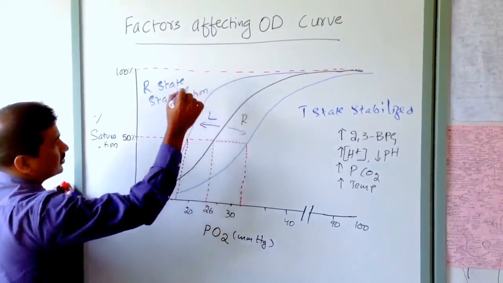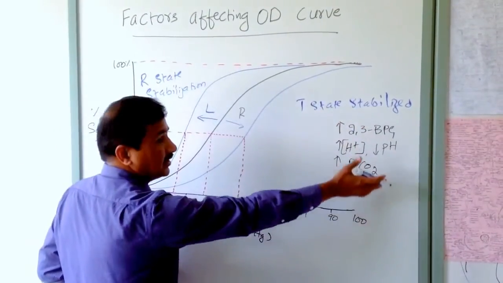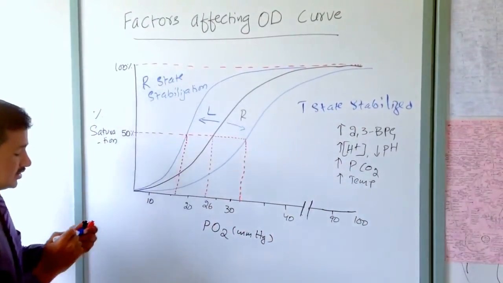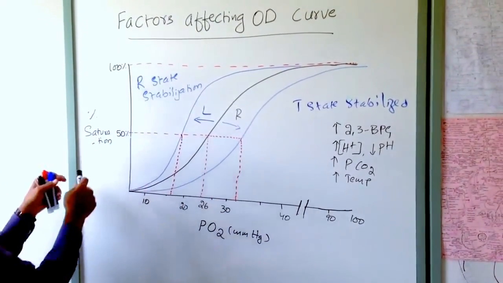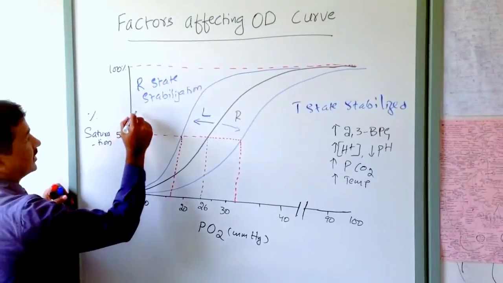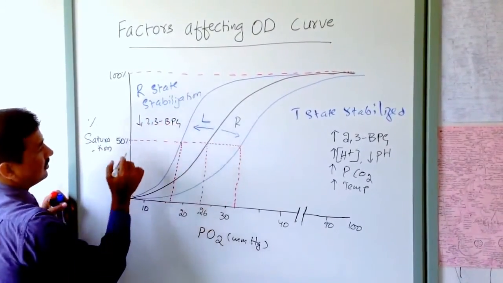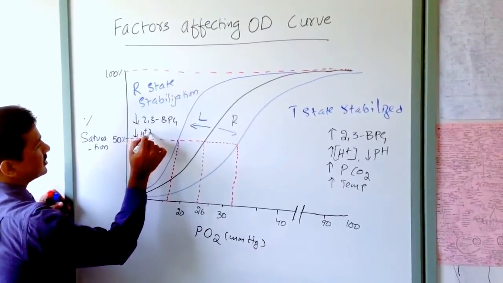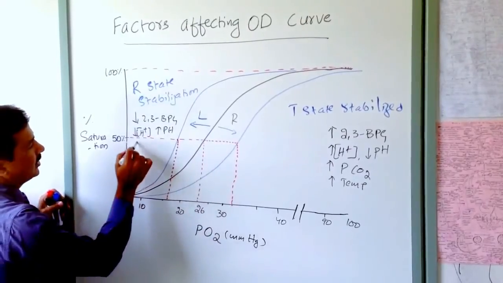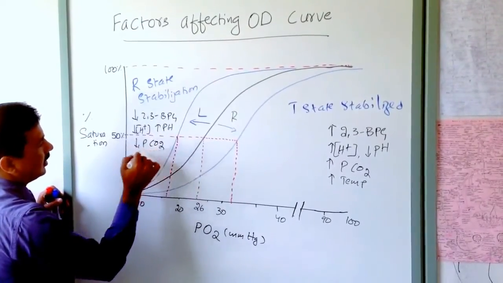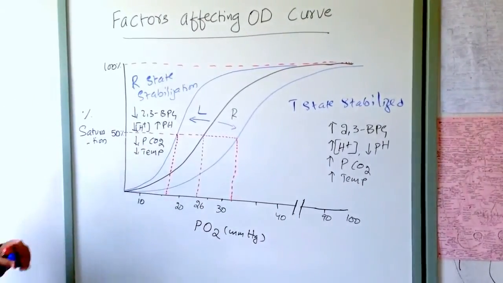So what are the factors which will stabilize the R state of hemoglobin? The factors which we have seen which shift the oxygen dissociation curve towards the right side, the reverse of those factors will shift it towards the left side. It means that a decrease in 2,3 BPG, a decrease in H plus concentration or increase in pH, a decrease in PCO2, and a decrease in temperature, they all will shift the oxygen dissociation curve towards the left side.